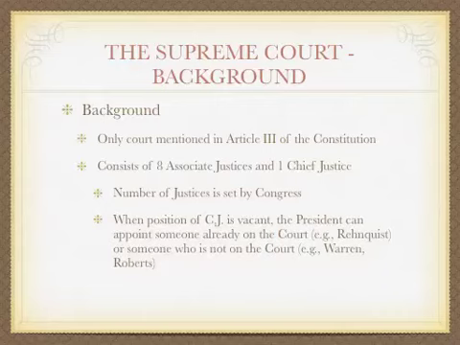Now, when the position of Chief Justice is vacant, as it was in 2005 when Rehnquist died, the president can appoint somebody already on the court, or the president can appoint someone new to the court. Now, that's happened both ways. In fact, Rehnquist, who was replaced in 2005 because of his death by John Roberts, replaced the Chief Justice back in the 1980s when Reagan was president. Rehnquist was already an associate justice.